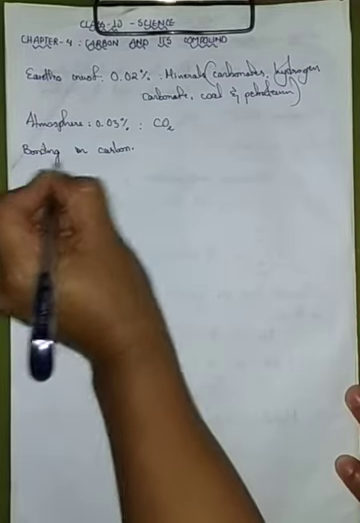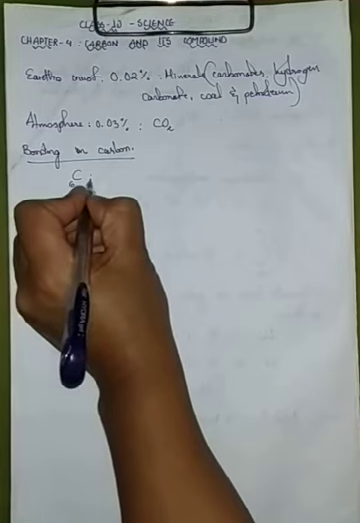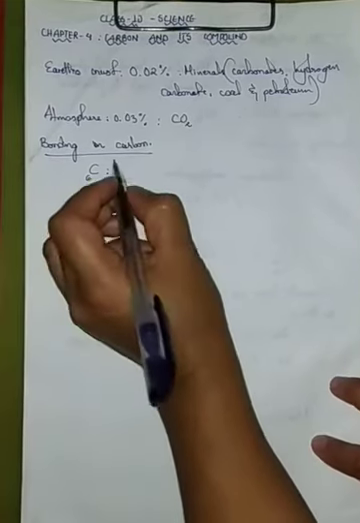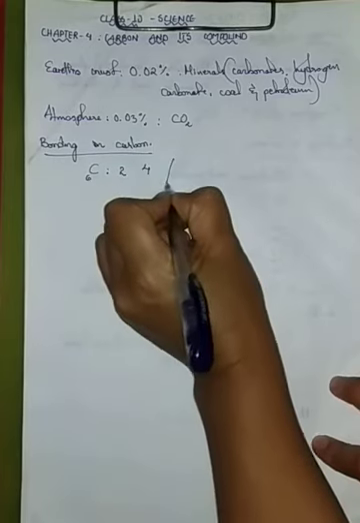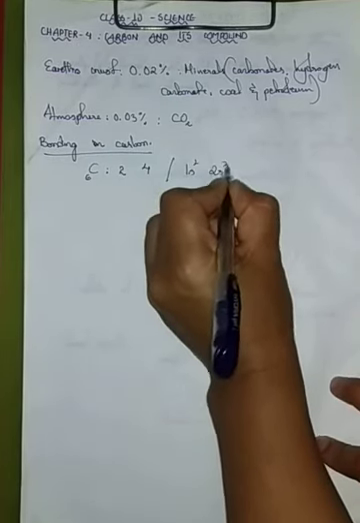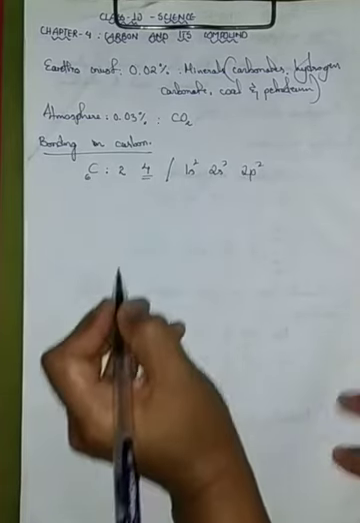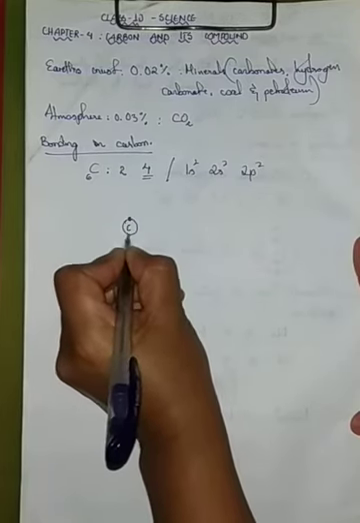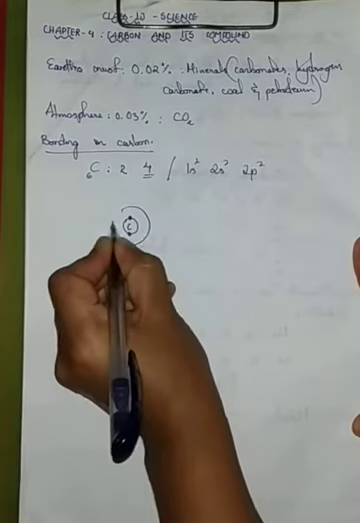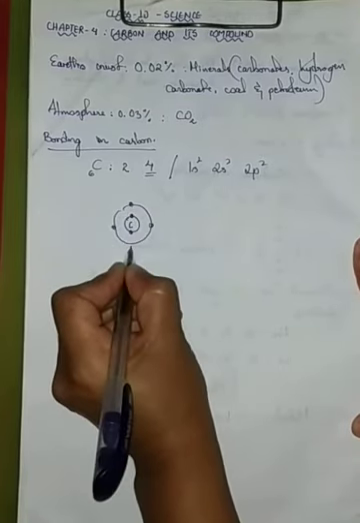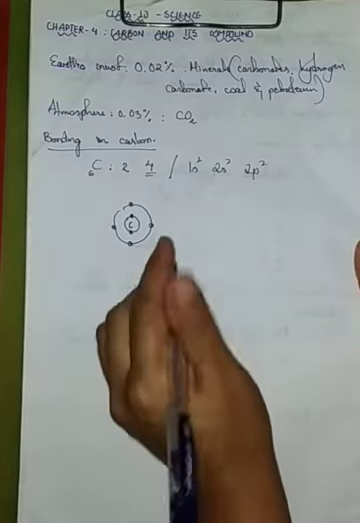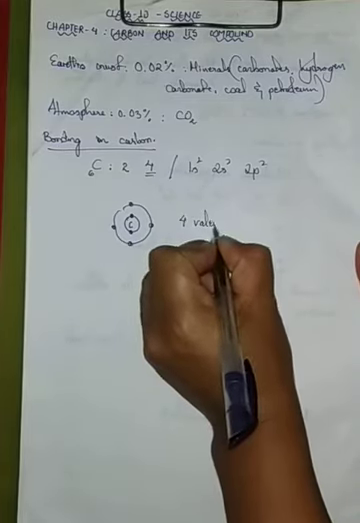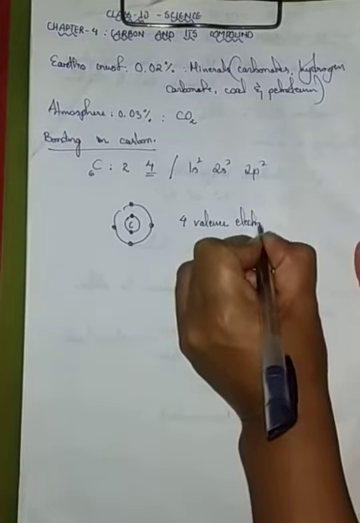Carbon is an element with atomic number 6. When we check the electronic configuration of the carbon atom, it is 2, 4, which can also be written as 1s2, 2s2, 2p2. There are 4 valence electrons in the carbon atom. The valence electrons are present in the outermost shell. This is the carbon atom, the nucleus. In the first shell it has 2 electrons, and in the second shell it has 1, 2, 3 and 4 electrons. The outermost shell has 4 electrons. Therefore, we have 4 valence electrons in the carbon atom.